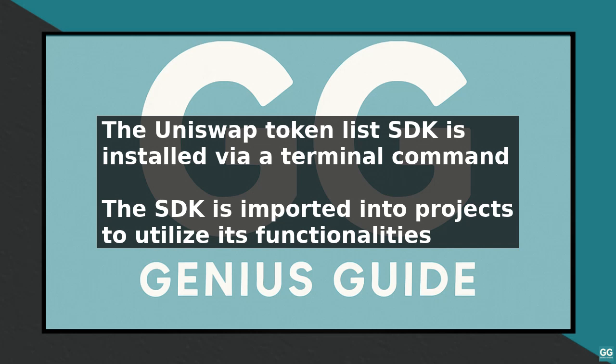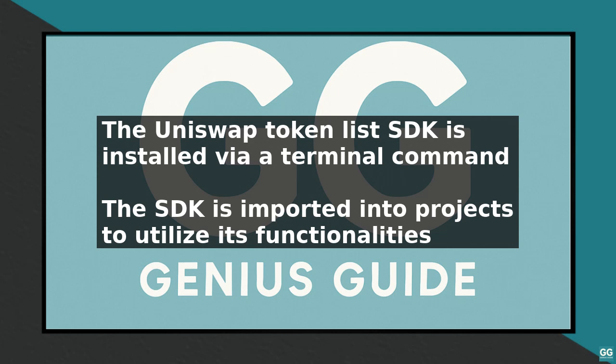Step 2. Retrieving the token list. To retrieve the token list, you can use the getTokenList function provided by the SDK. This function returns a list of tokens that are currently available on Uniswap. You can then use this list to display the available tokens in your application or to filter tokens based on specific criteria.